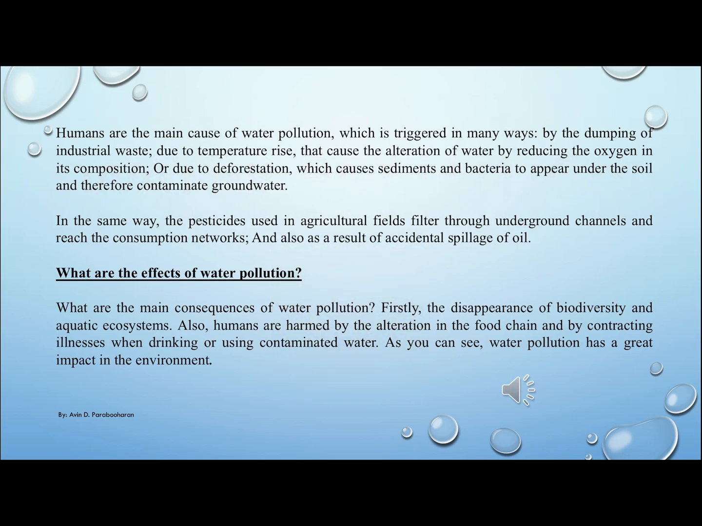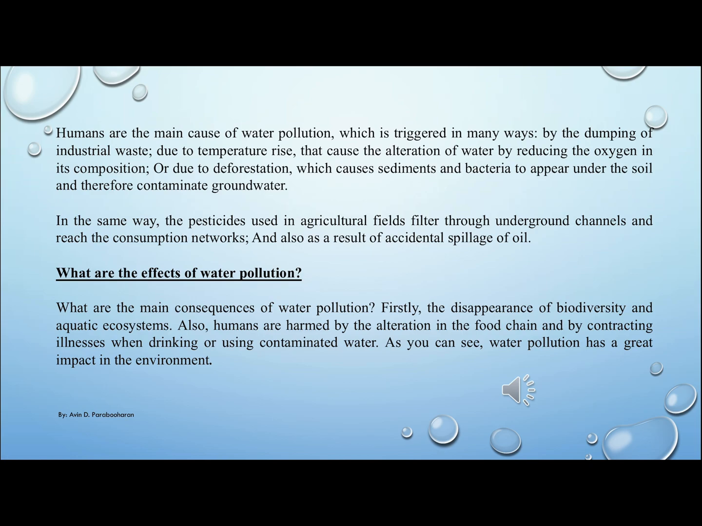Humans are the main cause of water pollution, which is triggered in many ways. By dumping of industrial waste, due to temperature rise that can cause the alteration of water by reducing the oxygen in its composition, or due to deforestation, which causes sediments and bacteria to appear under the soil and therefore contaminate groundwater. In the same way, the pesticides used in agricultural fields filter through underground channels and reach the consumption networks, and also as a result of accidental spillage of oil.